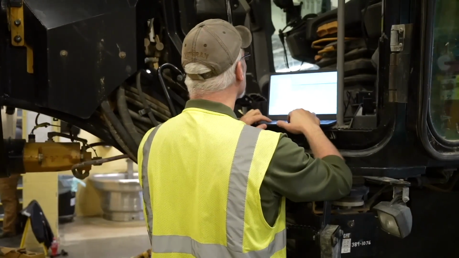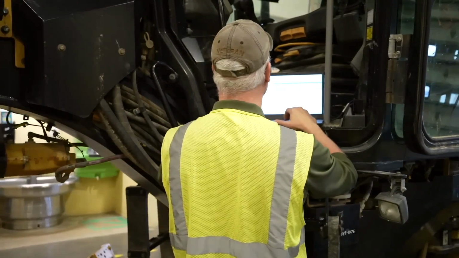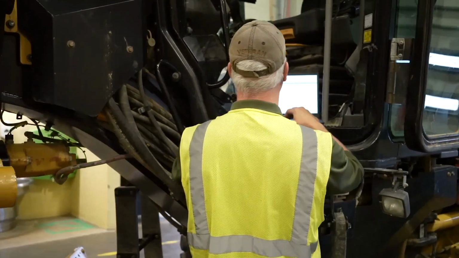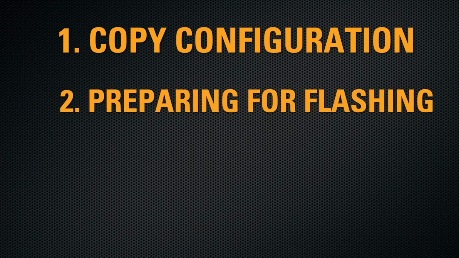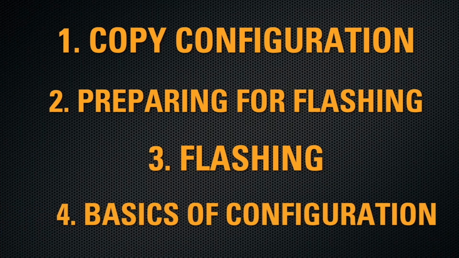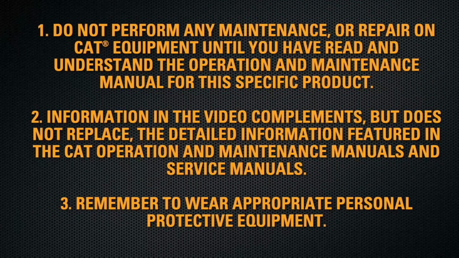This module will cover the basics of flashing an A2, A3, and A4 ECM with application software and basic configurations for a successful install. We will cover copy configuration, preparing for flashing, flashing, and the basics of configuration. Before we begin, always remember to follow all local safety protocols and to put safety first.